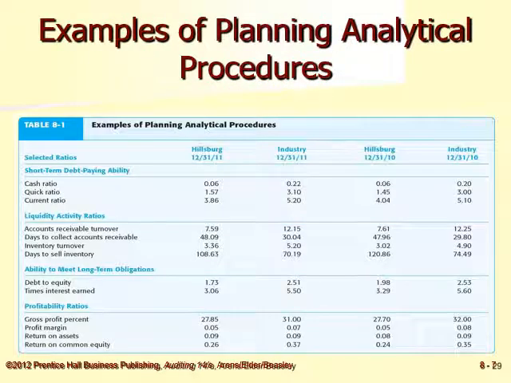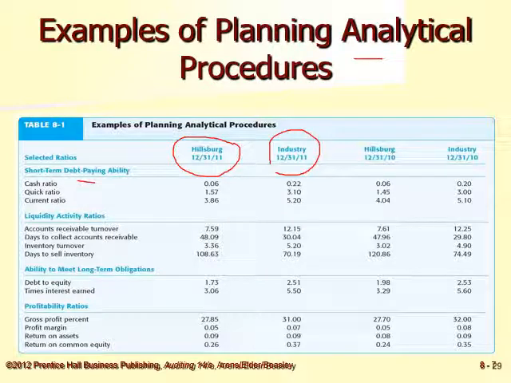In the analytical procedure at planning, we can calculate ratios, let's say cash ratio, quick ratio, current ratio. We can see this is Hillsberg, our client company, and this is the industry ratio. Are there any big or unusual changes? As auditors, we can do this analytical procedure to see unusual changes in the ratios for each part, which is debt paying ability, liquidity, activity ratio, long-term obligation, and profitability ratio. I'm sure you have learned how to use these ratios.